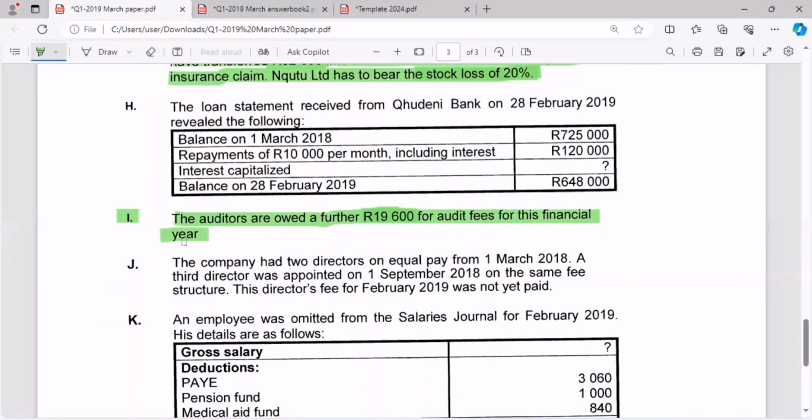Then next one. So it's additional information J. The company had two directors on equal pay from 1 March 2018. A third director was appointed on the 1st of September 2018 on the same fee structure. So at the beginning of the period, the company had only two directors. And then on the 1st of September, the company decided to appoint a third director. So this director's fee for Feb 2019 was not yet paid.